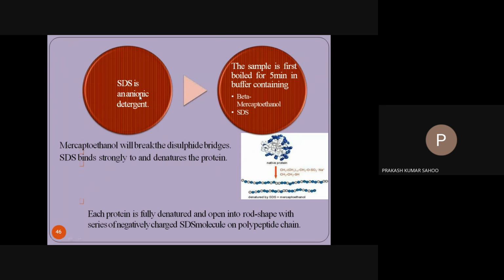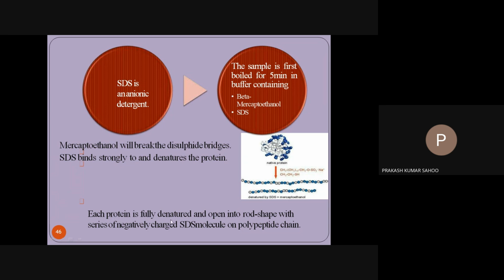So SDS is an anionic detergent. The sample is first boiled for 5 minutes in buffer containing beta mercaptoethanol and SDS. So first the sample is boiled for 5 minutes, and this SDS is an anionic detergent like soap or detergent type. So this type of protein is the native protein. When boiled for 5 minutes, it gets a straight chain and is denatured now.